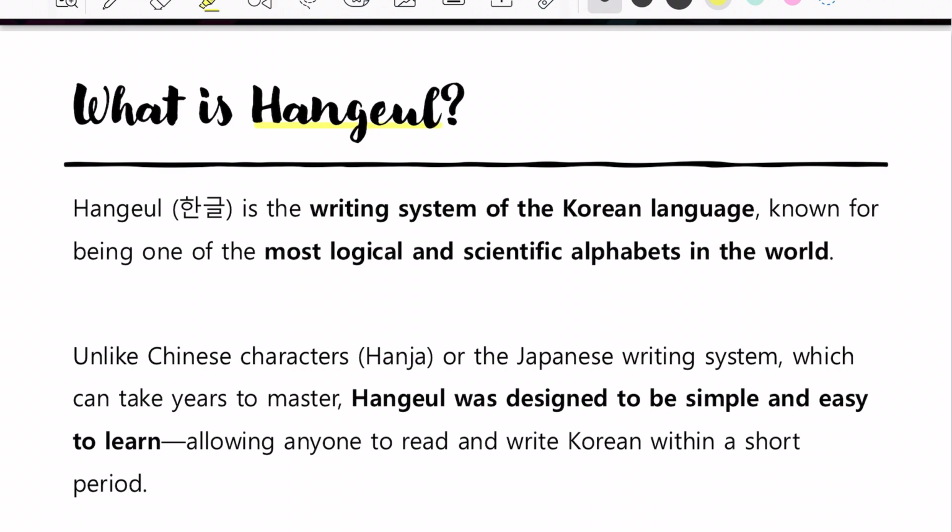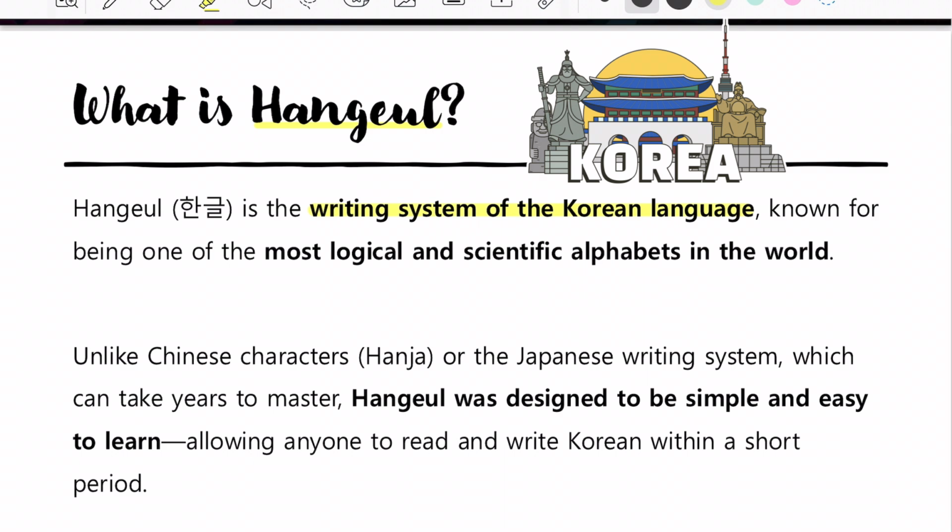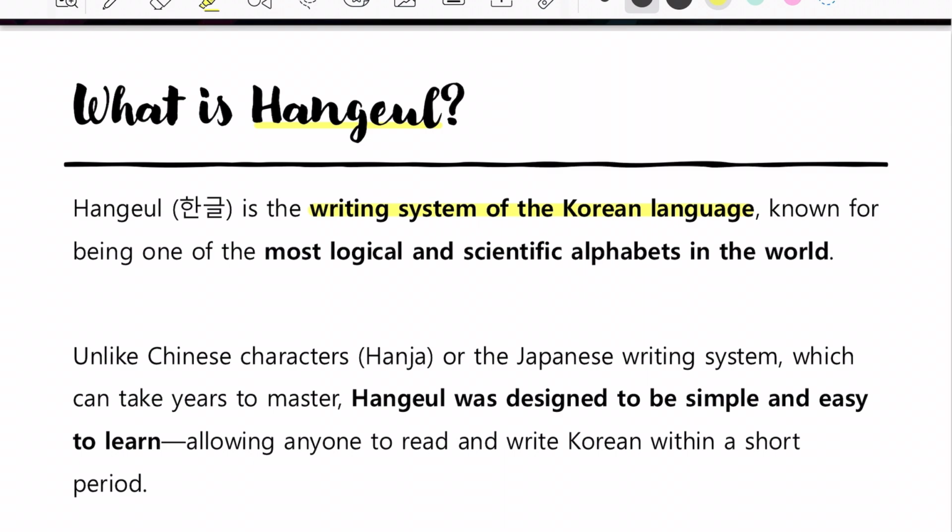First, we need to learn what is Hangeul. So Hangeul is the writing system of the Korean language. It's known for being one of the most logical and scientific alphabets in the world. Unlike Chinese characters or the Japanese writing system, which can take years to master, Hangeul was designed to be simple and easy to learn. So it allows people to read and write Korean within a short period of time.